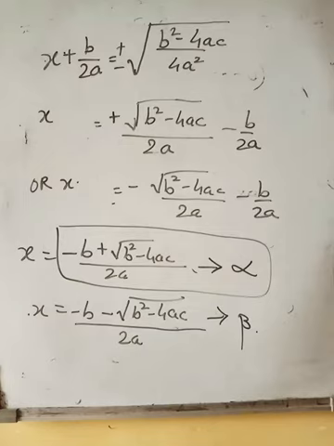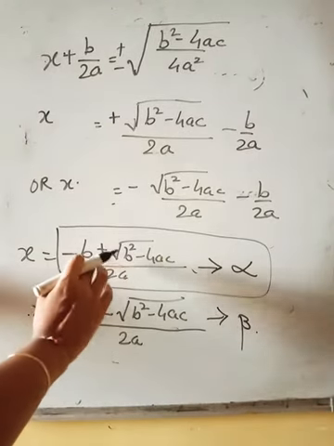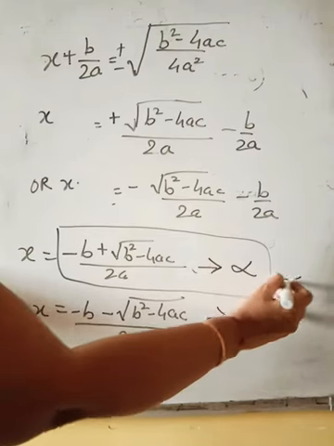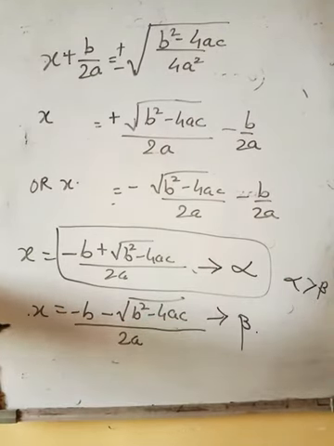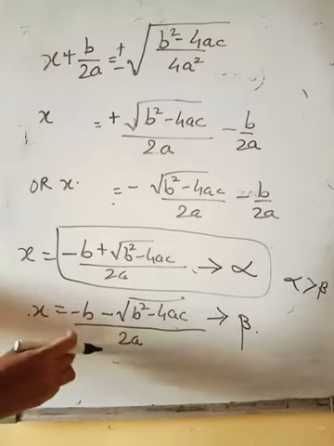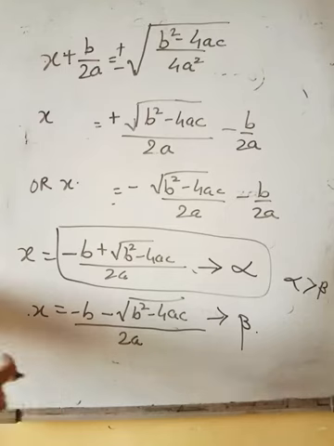All right. So alpha is bigger than beta, and this one if alpha is lesser than beta.